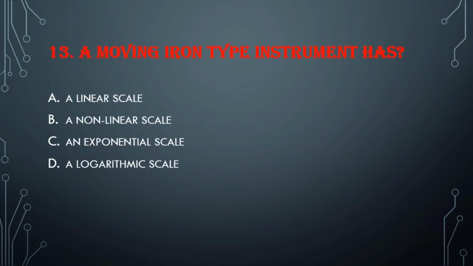The next question for you all, my friends, is: a moving iron type instrument has. The options are A. A linear scale. B. A nonlinear scale. C. An exponential scale. D. A logarithmic scale. And your time starts now.